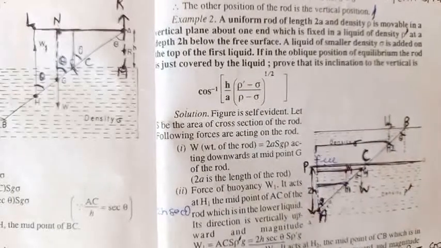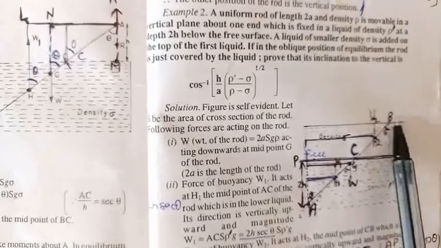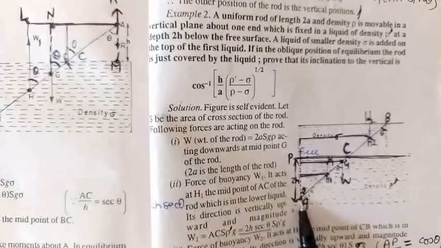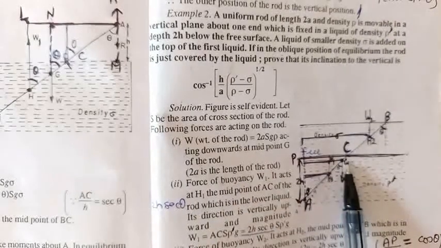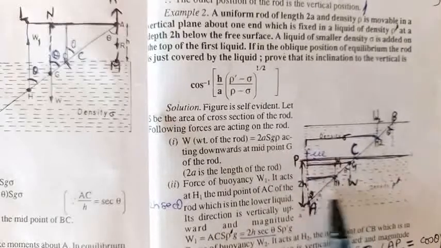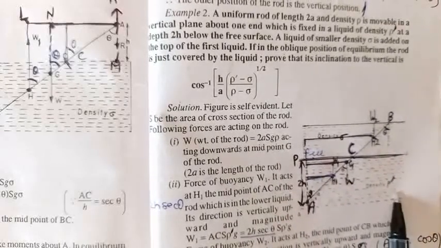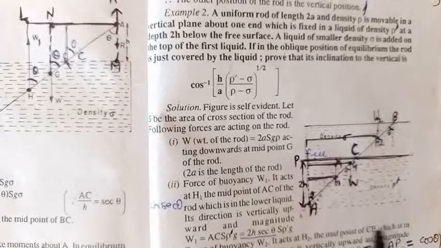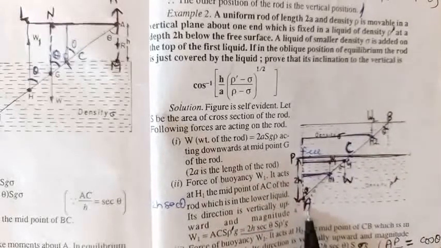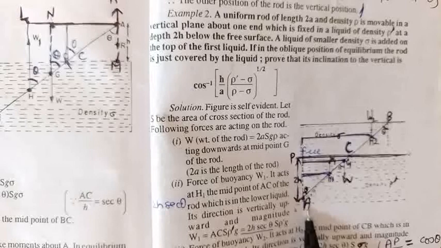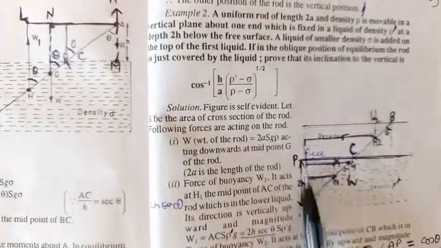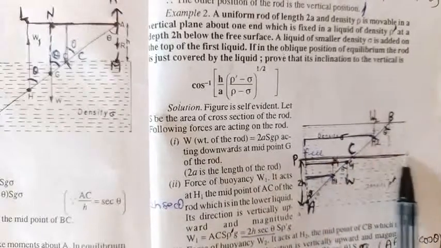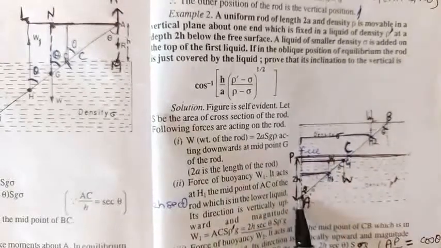Now let us discuss the diagram. Let us consider this is the length AB of the uniform rod. G is the center of gravity of the rod, meaning the midpoint of AB. This is a liquid having the density rho dash. The end A of this rod is movable in the vertical plane and this depth of the end A from the free surface is given to be 2h.